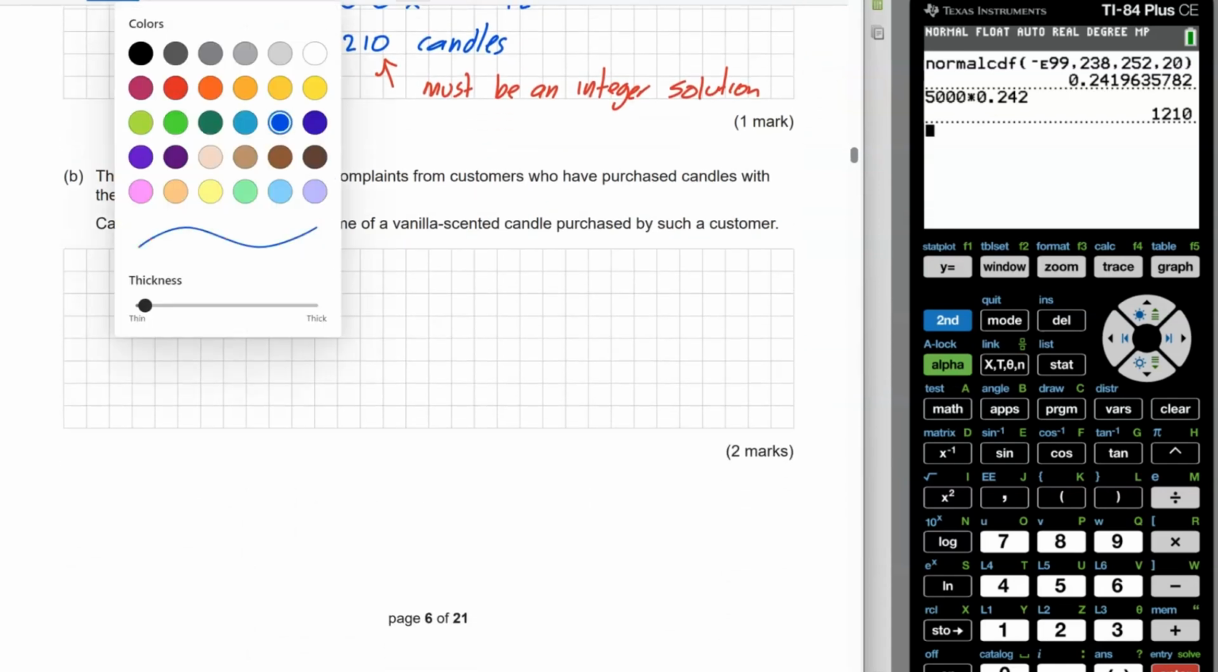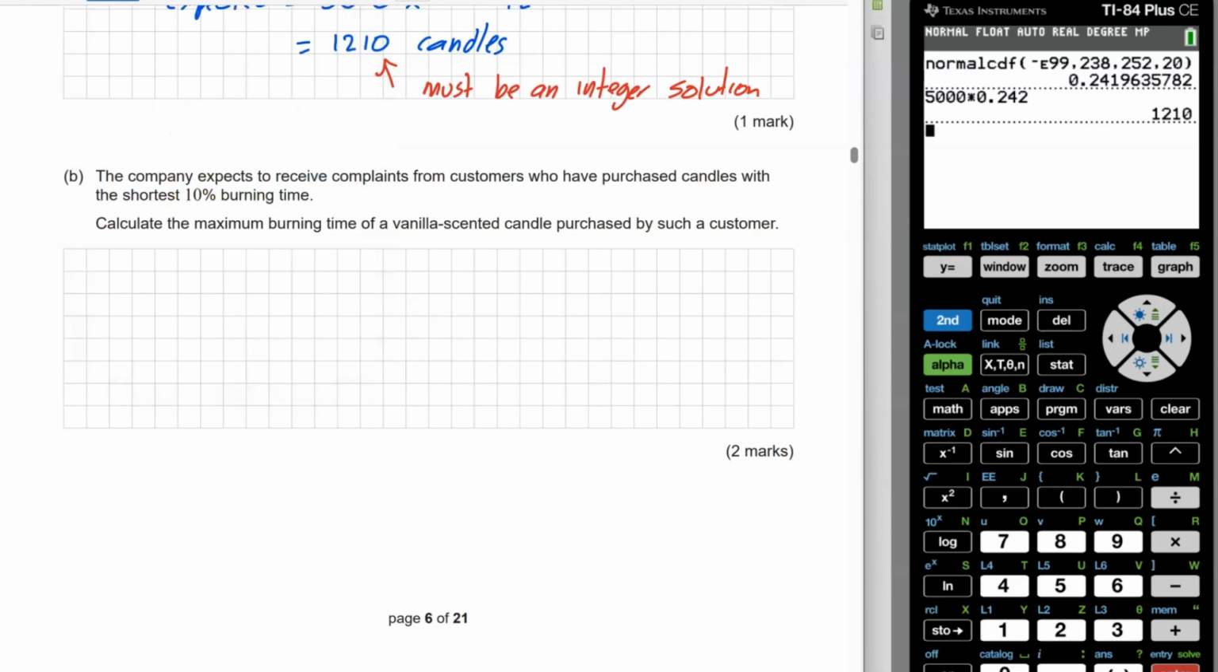Okay, moving on. The company expects to receive complaints from customers who have purchased candles with the shortest 10% of burning times. Again, just a quick sketch to make sure we get the right tails here. Our average is 252, and we're after the shortest ones, the people that are not getting much life out of their candles and are going to be complaining. That's 10% in the tail, and we want to find this missing k value. So our probability statement is the probability that x, our random variable, is less than k equals 0.1.